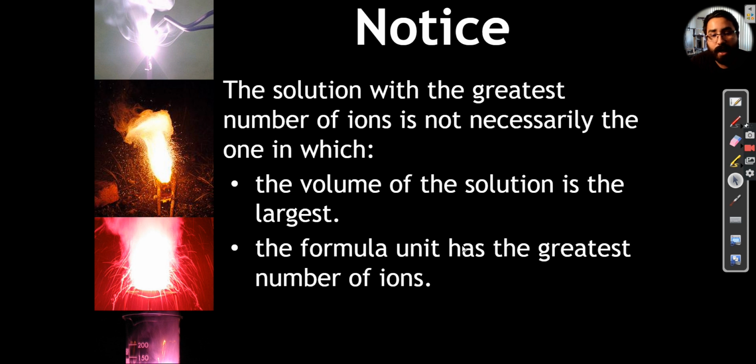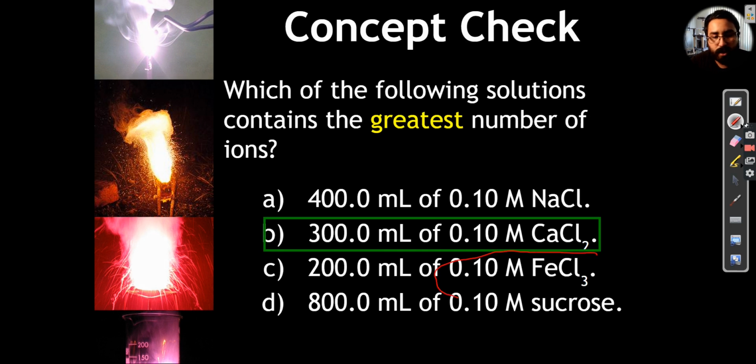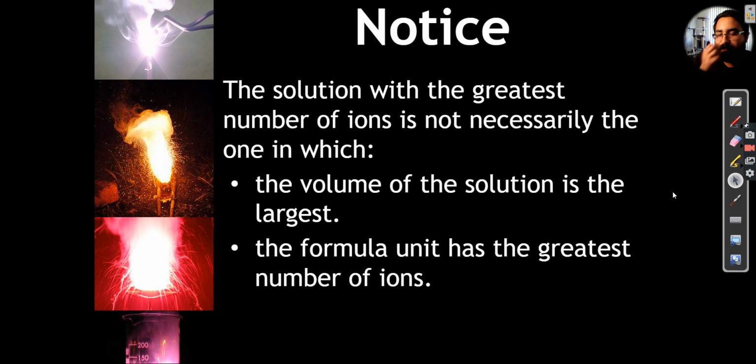All right. And then the formula unit has the greatest number of ions. That's also incorrect. You saw how this one had the most ions, but it had a lower volume. So it's actually a combination of both that determine it. That's why big M is moles over liters. It's dependent on 2 things. Actually the moles is really what determines your particles, not your liters, just your moles. All right, but your liters are going to help you determine your moles.